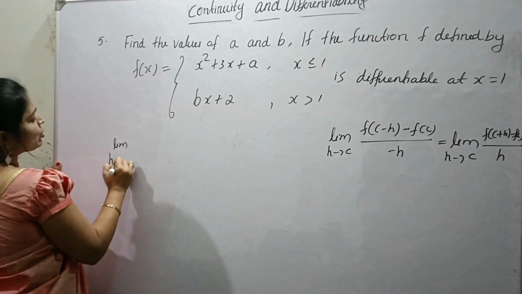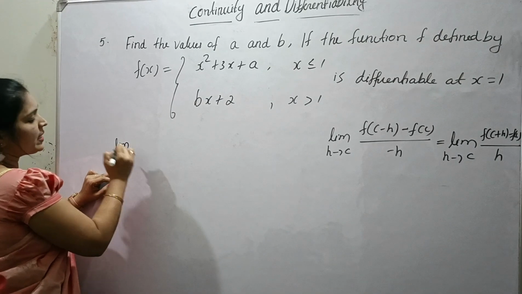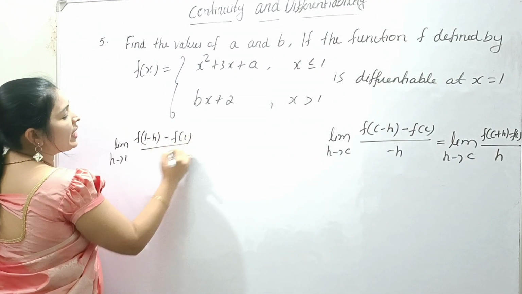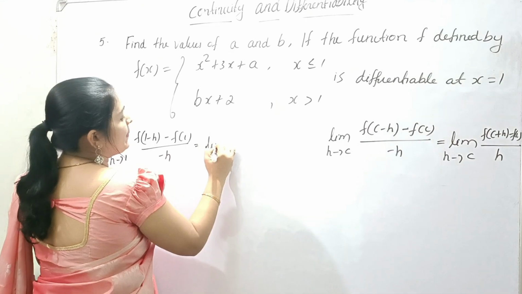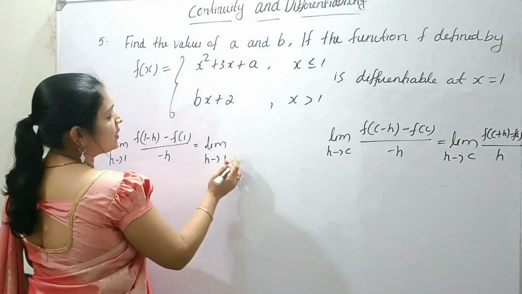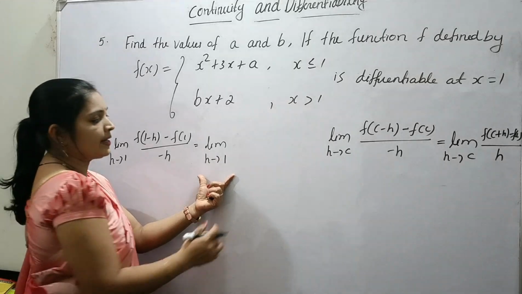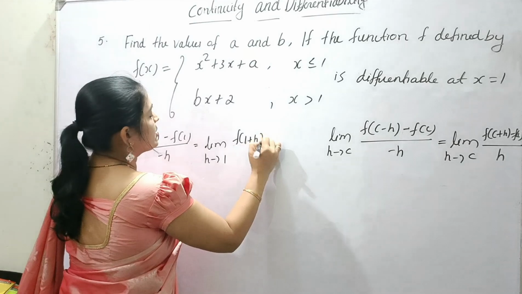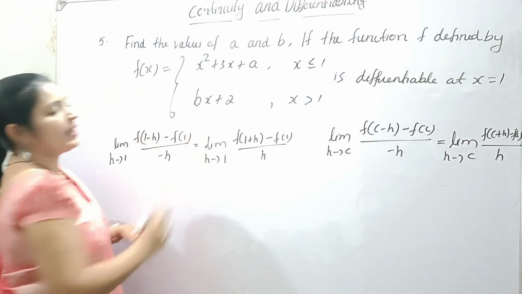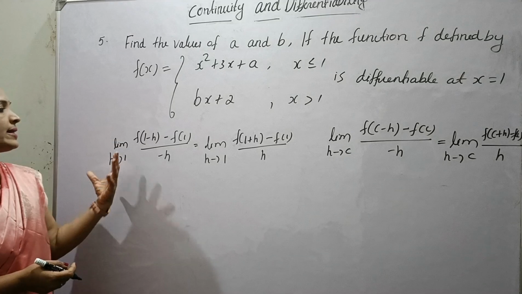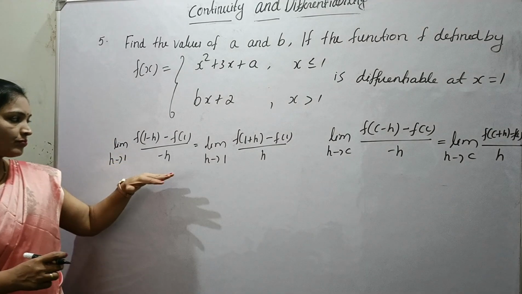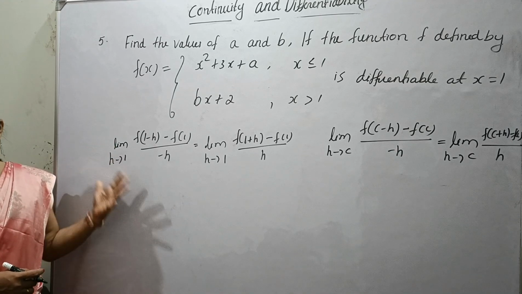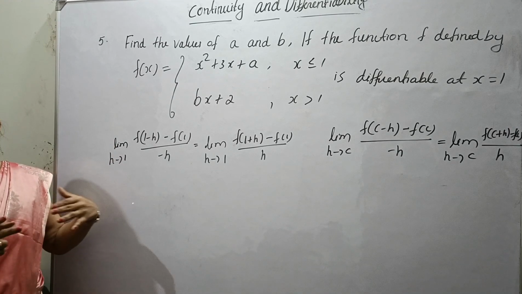Limit h tends to 0, with c equal to 1, f of 1 minus h minus f of 1 divided by minus h, that is equal to limit h tends to 0, right hand derivative, f of 1 plus h minus f of 1 divided by h. Okay, now let's substitute. What is f of 1 minus h? See here, listen, it is the left hand derivative. So here the value is less than 1. Okay, x is less than 1.